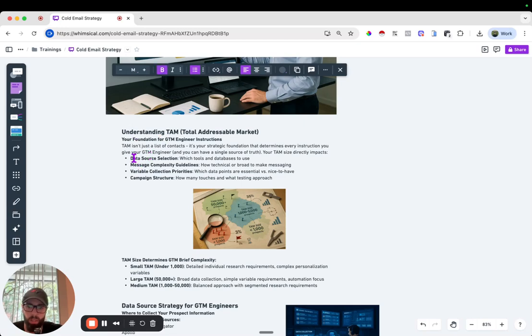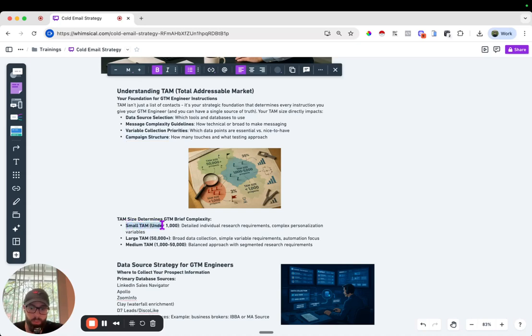So when we're looking at our TAM, we want to understand, okay, what databases can we use? How complex do the messages have to be? How much time do I have to put into finding the variables? And how many touches do I want to have in a campaign? If it's a massive TAM, you may stop at maybe only one email, maybe only two emails. If you have 1,000 prospects in your niche, then you may reach out to every single one of them 10 times over a long enough time period. A small TAM would be under 1,000 prospects. A large TAM would be over 50,000, and anything in between would be a medium TAM.